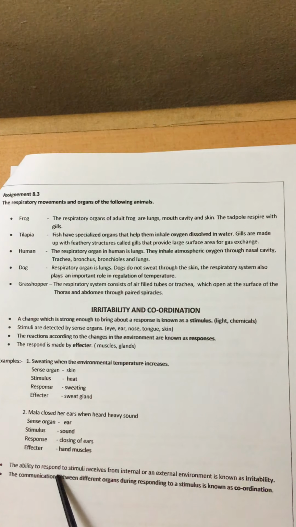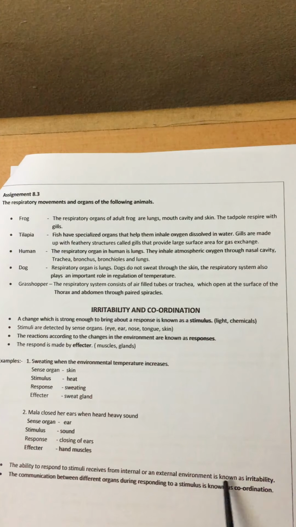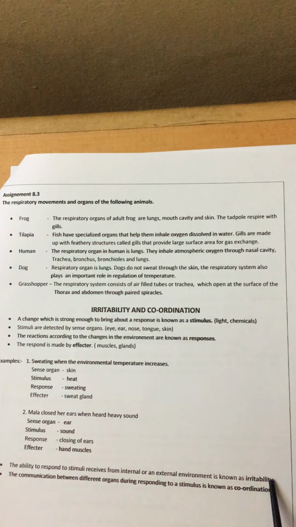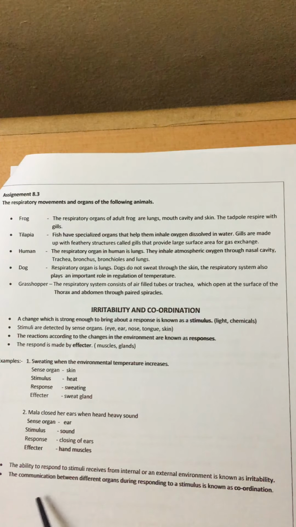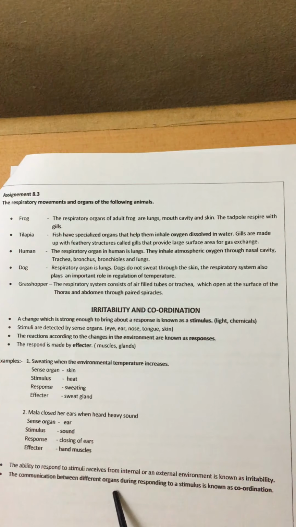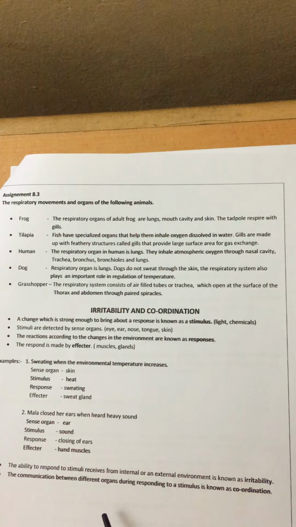The ability to respond to stimuli received from the internal and external environment is known as irritability. That is, responding due to stimulus. That is irritability. For this irritability, the different organs communicate. The communication between different organs, we call coordination.